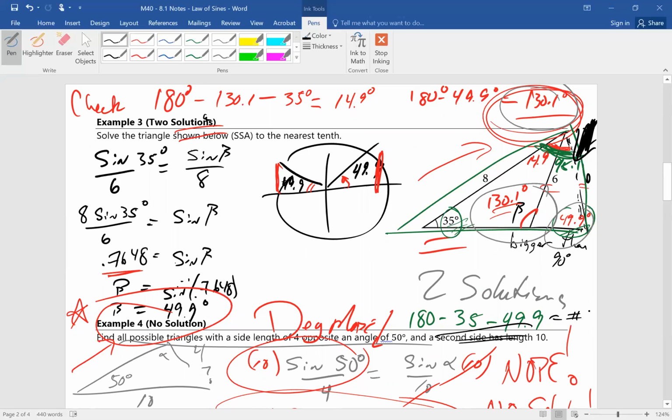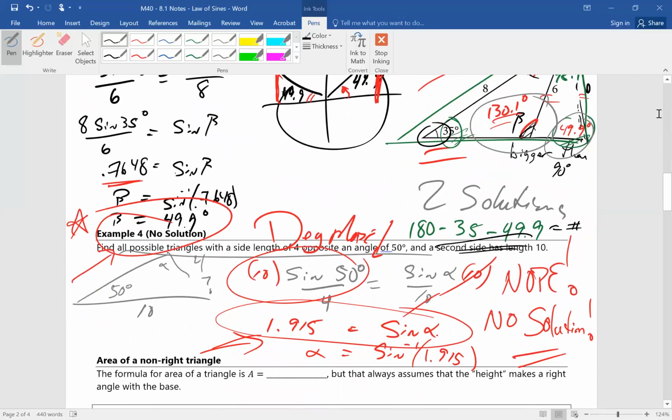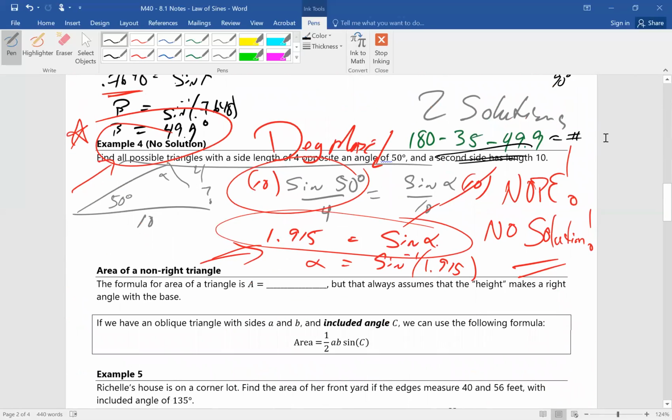Or up here is where I did my check actually. So 180 minus 30.1, which is this angle, 35, which was this other angle, which gave me that angle to begin with. So when you can have two triangles, you need to identify that and be able to run with it. As if that's not enough, there are times where it won't be able to happen at all.